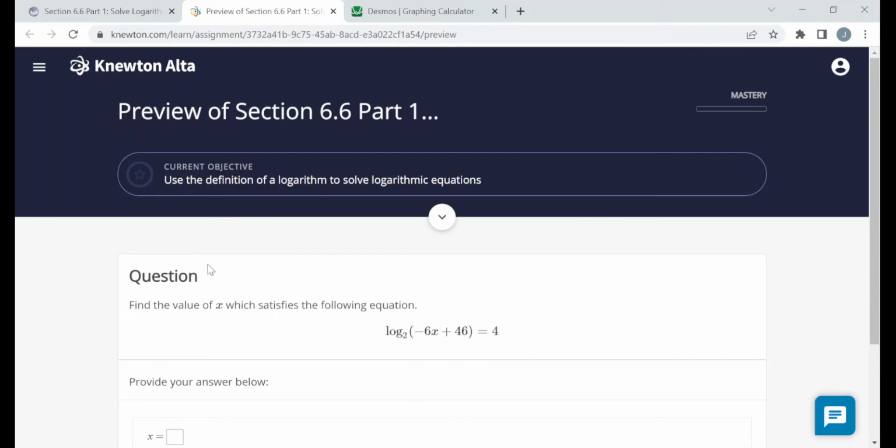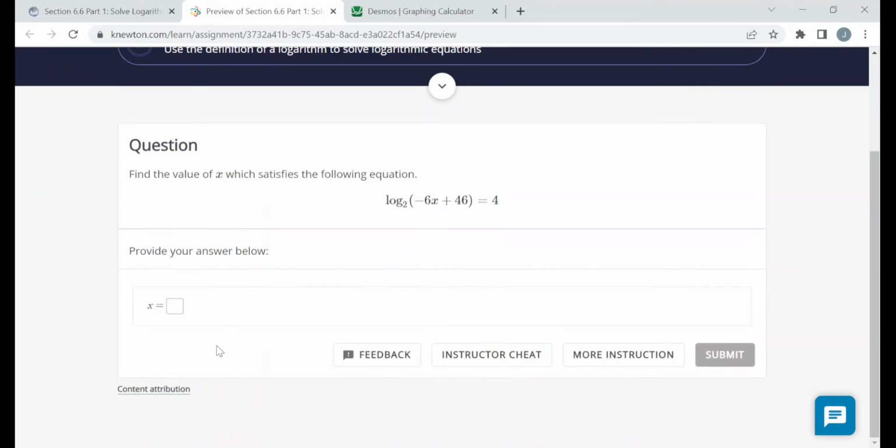Beneath the current objective, there should be a question related to that objective. And at the bottom of every question should be a feedback button where you can send feedback to Knewton if you wish. You will not have this instructor cheat button. It's for instructors only. But you will have a more instruction button. If you're struggling with a topic or a question, click on this. You'll be taken to a page with some reading or videos to study, and then you'll be given questions related to that instruction. And completing those questions is another way to progress through the assignment.